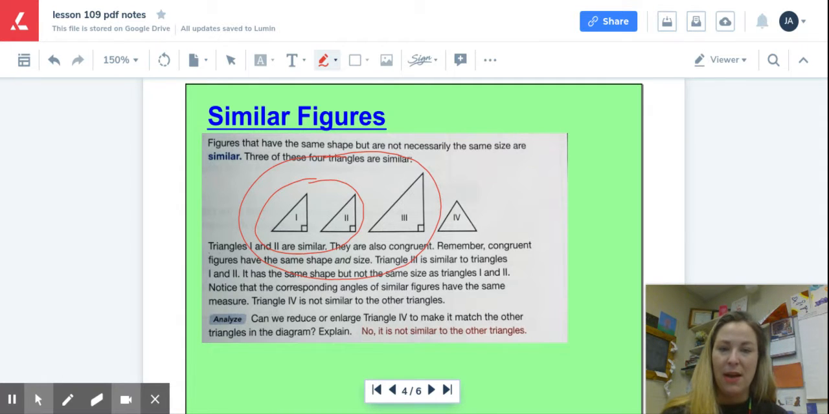It's bigger. And then, of course, kind of at the bottom here, this is a picture straight from my teacher's manual, so it even has the answer right there, but that's fine. I still want to talk about this question. They're saying, can we reduce or enlarge triangle 4 to make it match the other triangles in the diagram? So they're asking, is there anything we can do to triangle 4 to make it either similar or congruent to the other ones? And the answer is no. It's not similar to them. It's a different type of triangle. Triangles 1 through 3 are right triangles. This one is not.